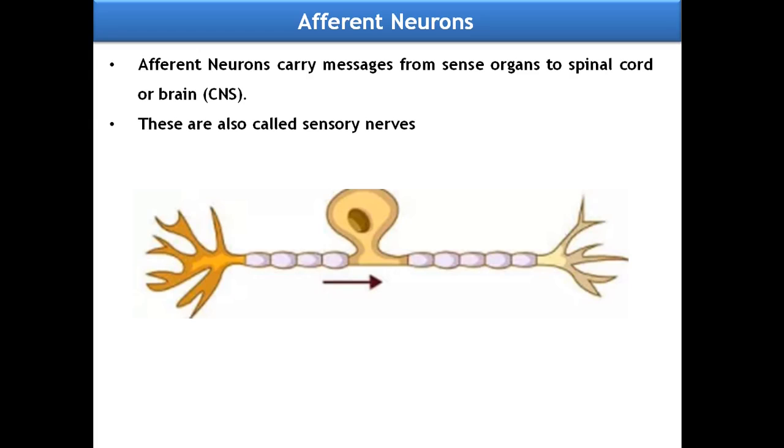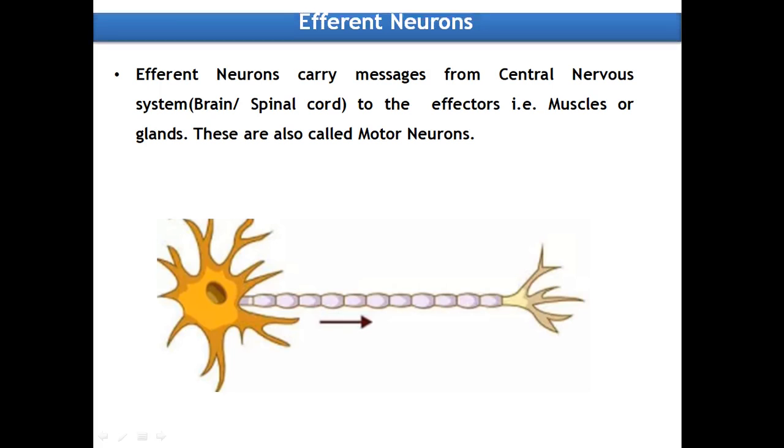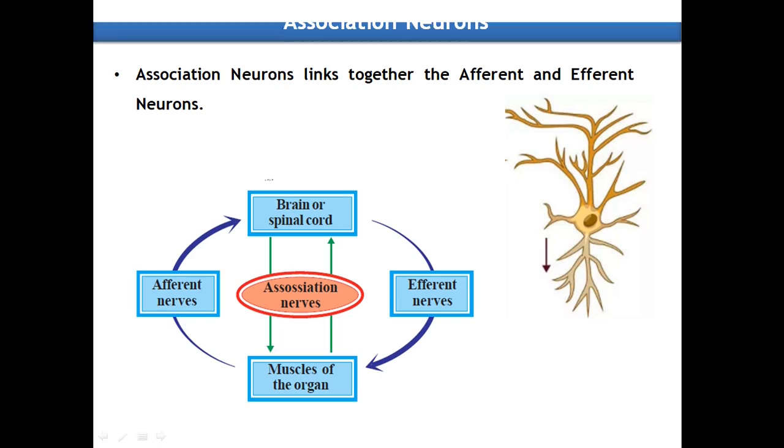These are also called sensory nerves. Efferent neurons or motor neurons. Efferent neurons carry messages from the central nervous system, that is from the brain or spinal cord, to the effectors, that is muscles or glands. These are also called motor nerves.